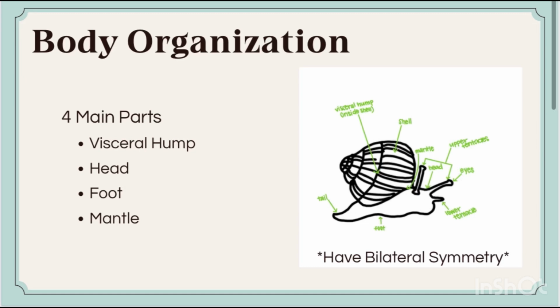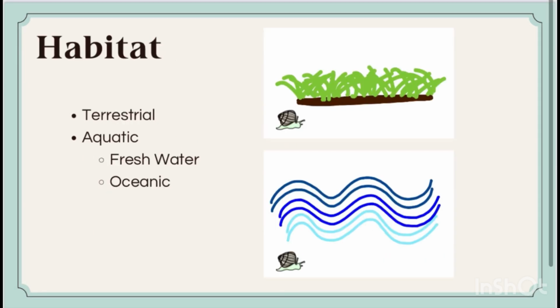Then there's the head, which has one or two pairs of tentacles. The upper pair is for the eyes, the lower functions for sensory. And then it also has the mouth. And for the foot, it's going to be a flat muscular organ at the base of the snail, and it is used for locomotion and movement. And then the mantle is the outer layer of the shell that is going to be depositing new layers and also serves various other functions. And as for the shell, it can come in different sizes and is made of calcium carbonate.